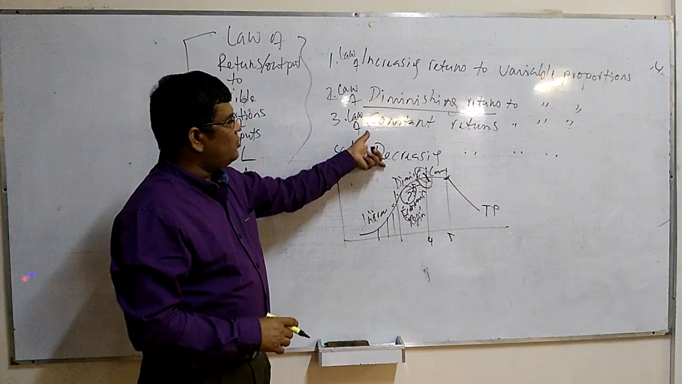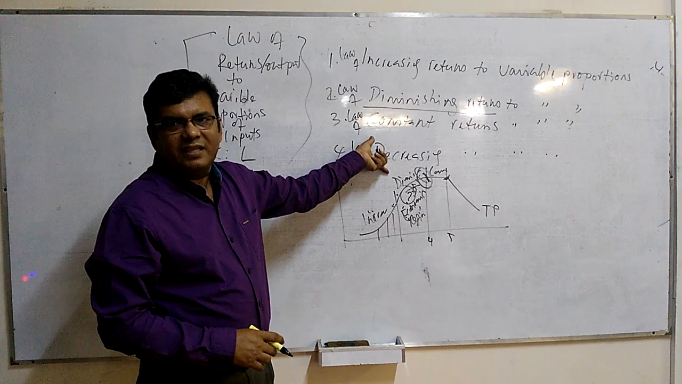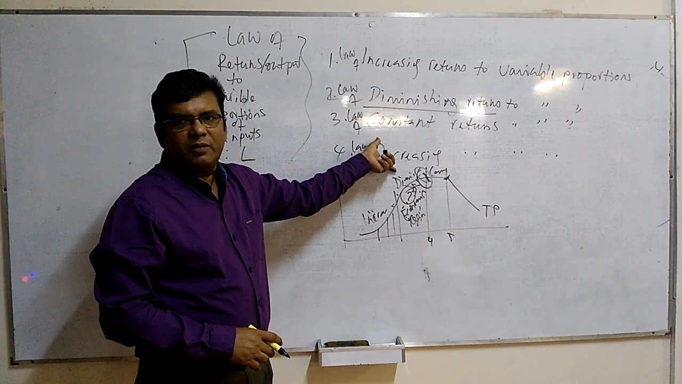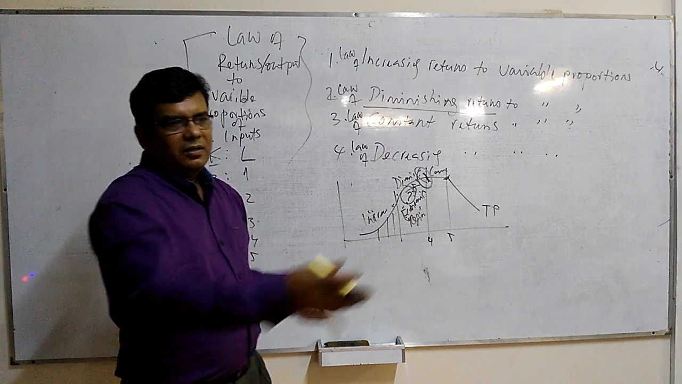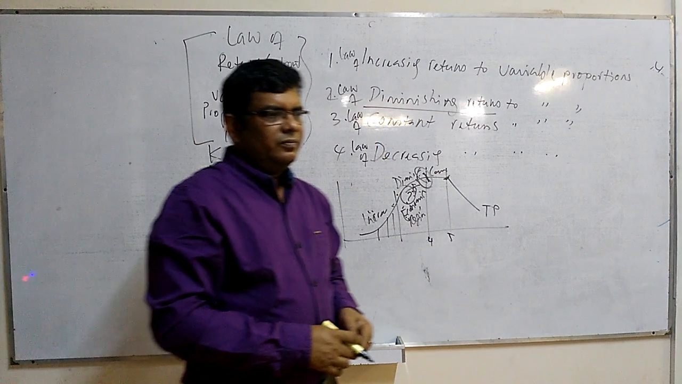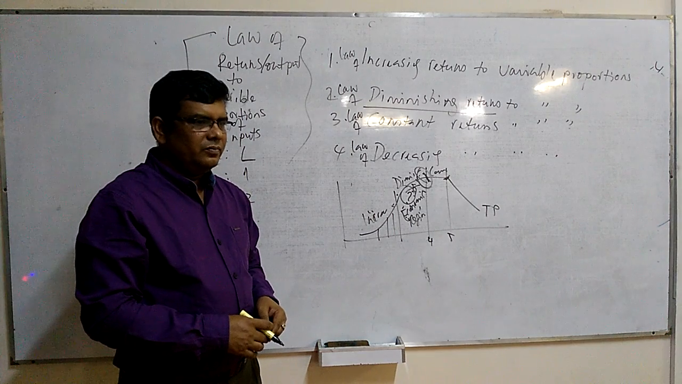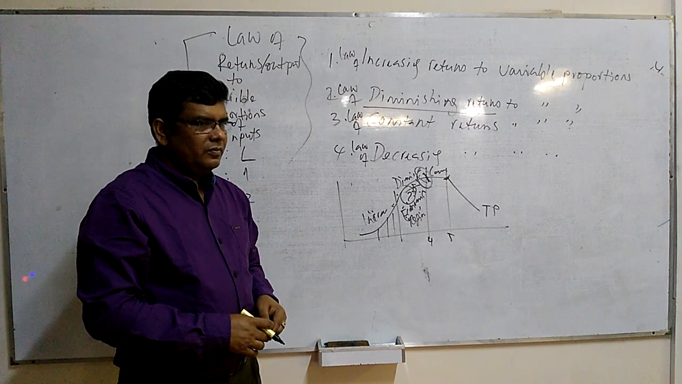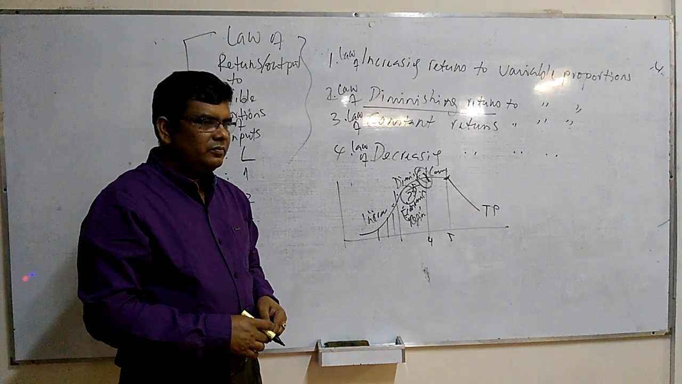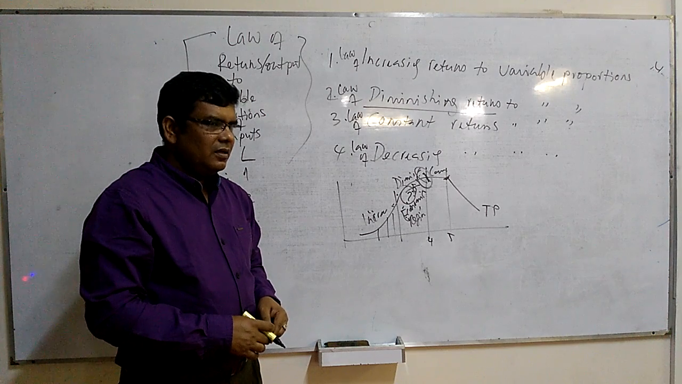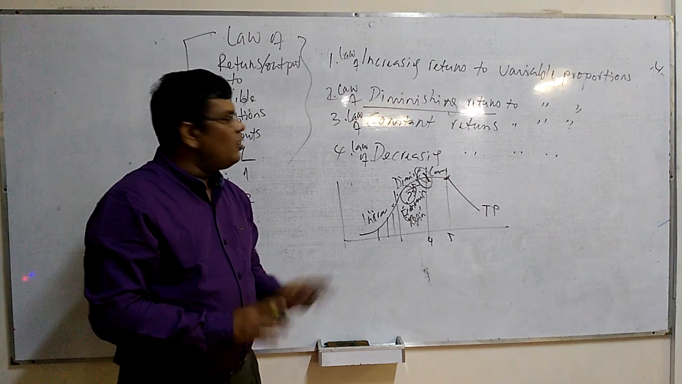For example, if you are asked to explain this law, what is the main theme of the law of decreasing returns to variable proportion? What do you say? Sir, if we keep all other factors constant, only one factor is variable, then if I increase one input, yes, the output will be the same.